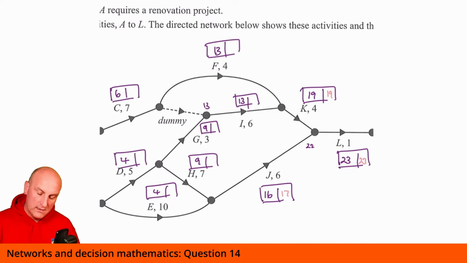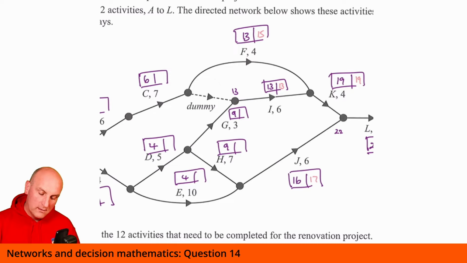All right, so what do we got here? 19 there. 19 minus 4 gives me 15. 19 minus 6 gives me 13. Happy that that one is there at this moment in time. Where have we here? I've got a 13 here and I've got a 15 here. So I'm going to choose the smallest.